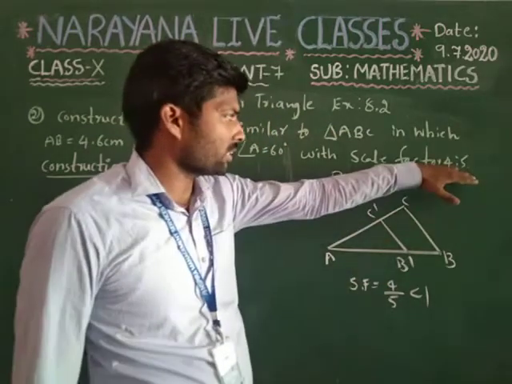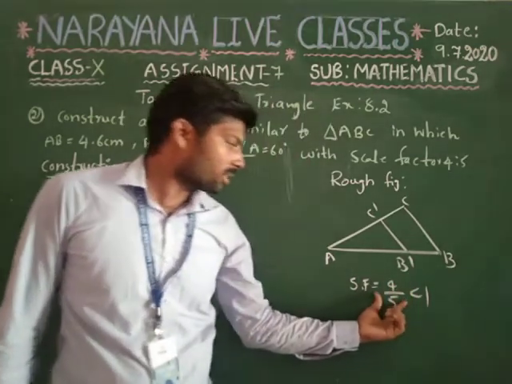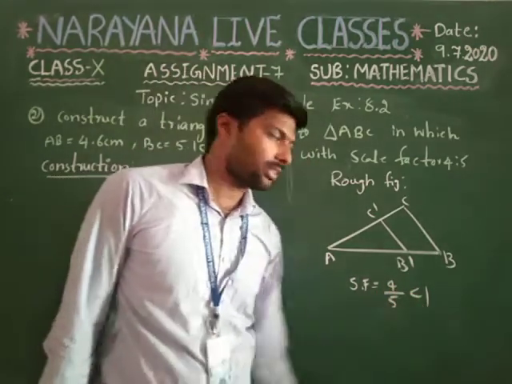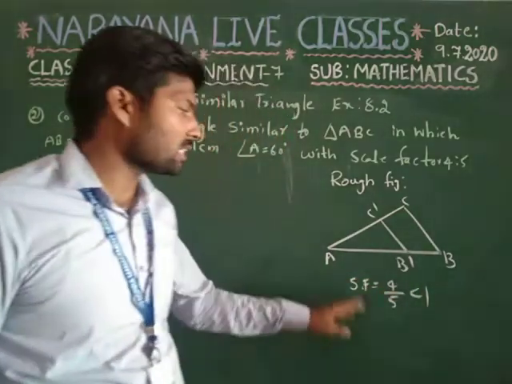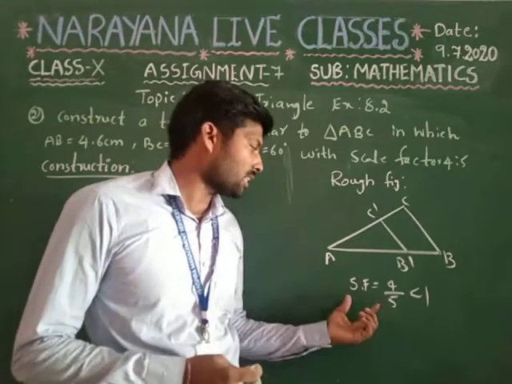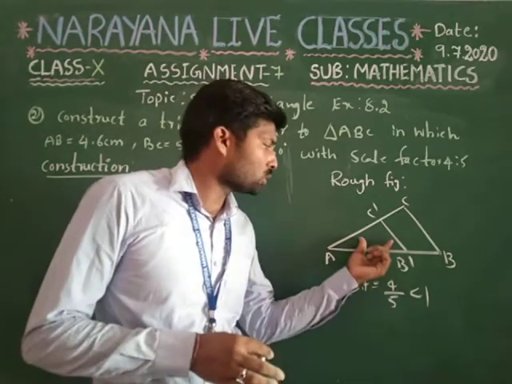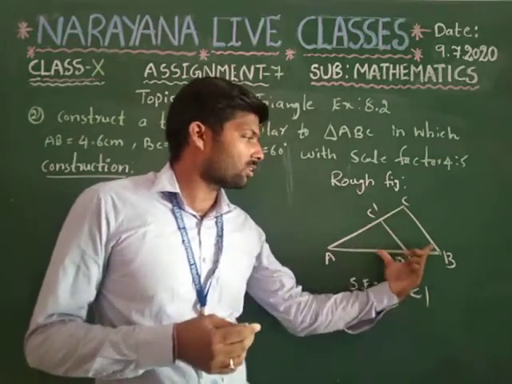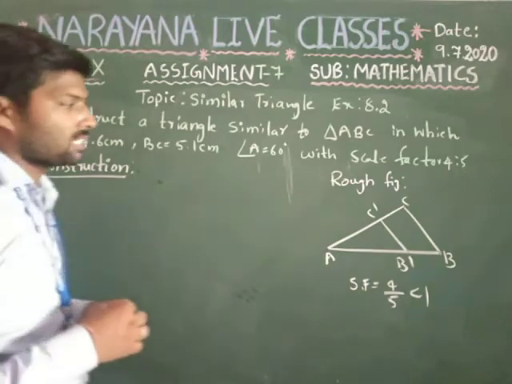So what is the scale factor here? It is given as 4 by 5. Now this fraction value will become less than 1. So if the scale factor is less than 1, in this case also we are going to get a compressed figure, right? The scale factor is less than 1 means whatever triangle is to be constructed must be compressed as compared to the given triangle. So let's go for the next main construction.